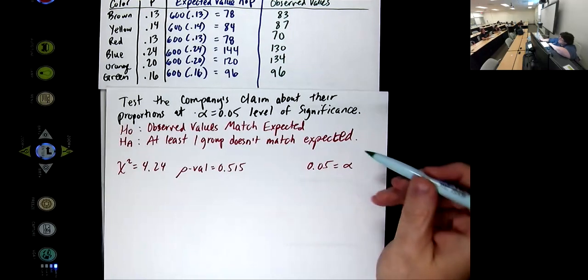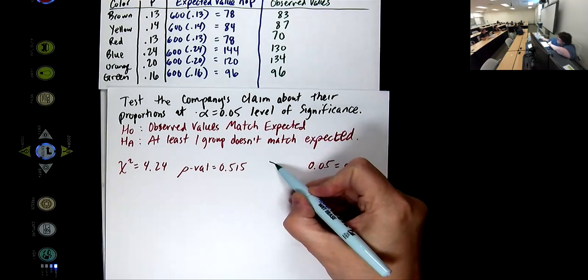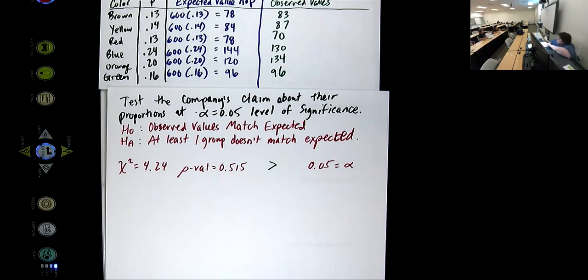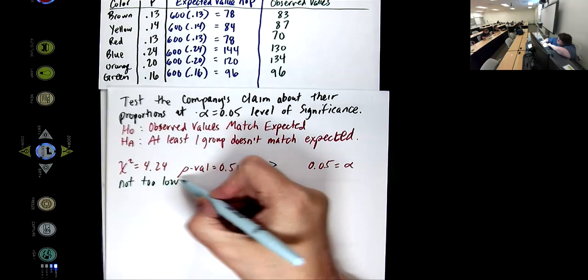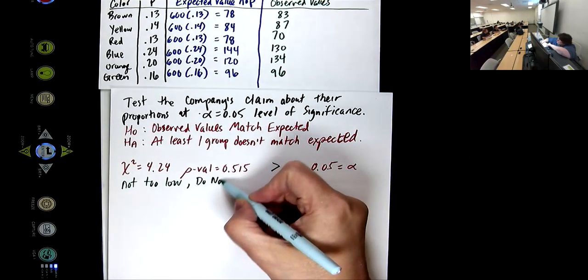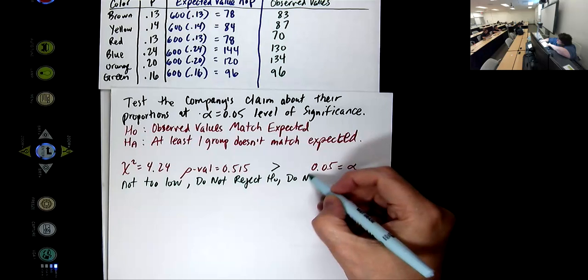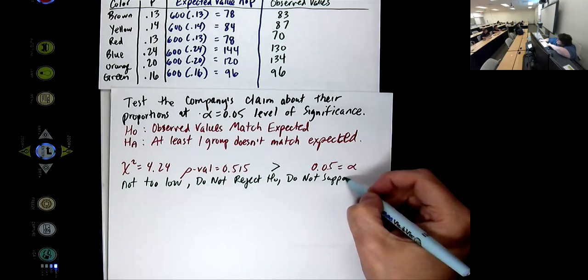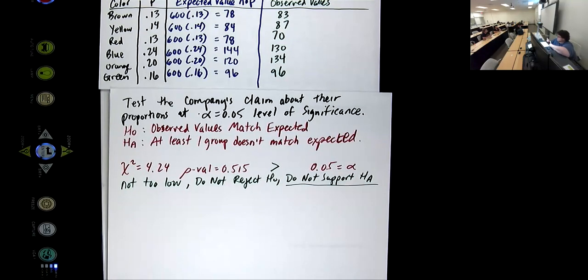Process step is what? That's exactly it. What is it? What's the answer here? It's higher, right? 0.515 is definitely higher than 0.05. So the p-value is not too low. Do not reject the H naught, and do not support HA. That's the one we focus on for our sentence.